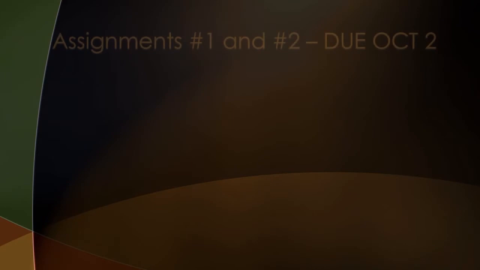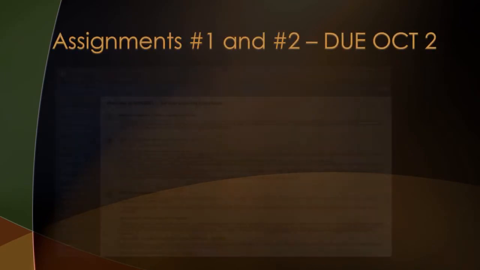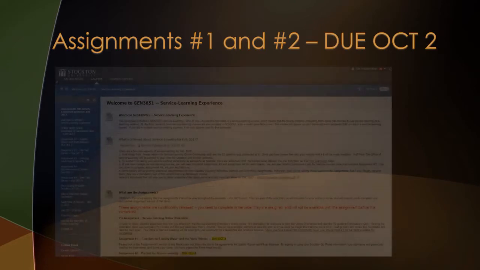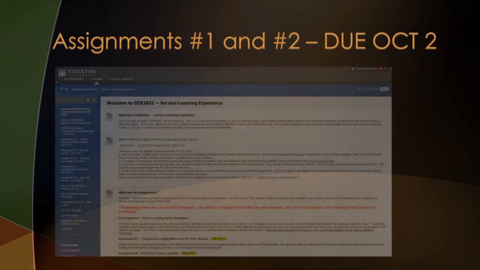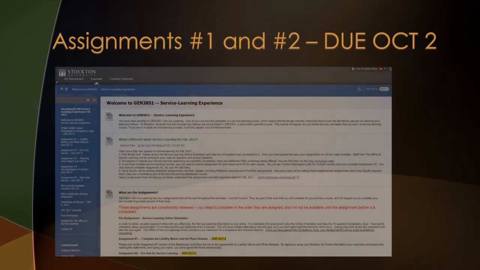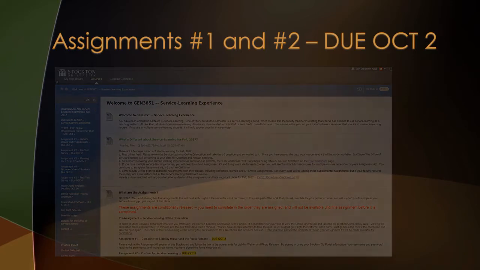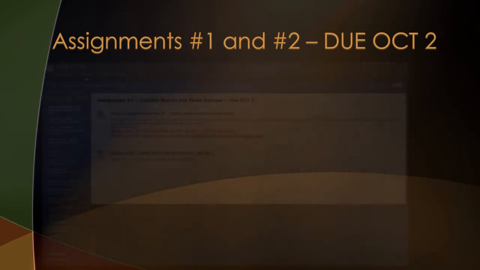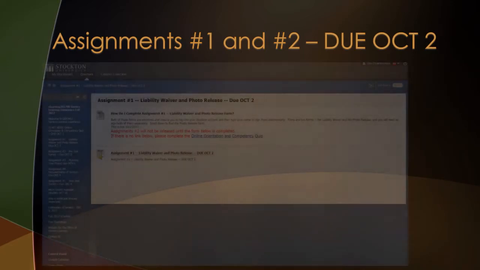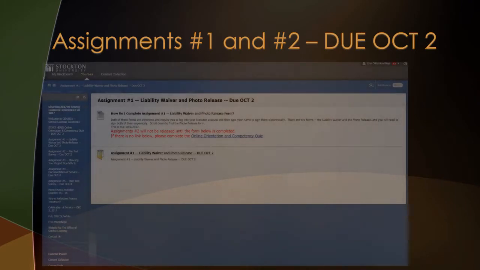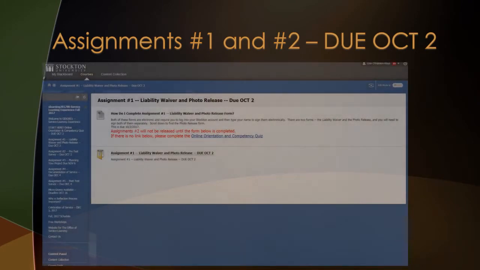Let's talk about the assignments connected to service learning. There are 5 assignments. The majority of them take less than 10 minutes to complete. The first one is the liability waiver and photo release. This is completed in the Blackboard course under the tab Assignment Number 1, and is due within a few weeks of the start of the semester. You are required to read both the waiver and the release, insert your information, and sign it by typing your name. These are important documents that cover your work in the community.